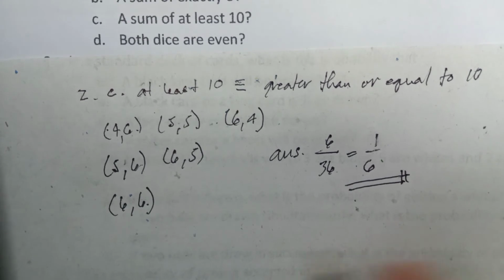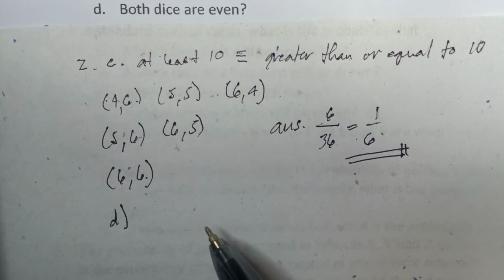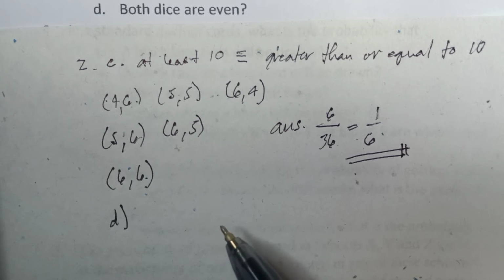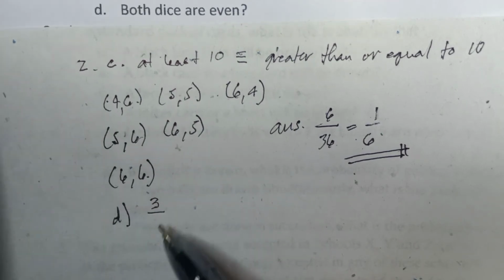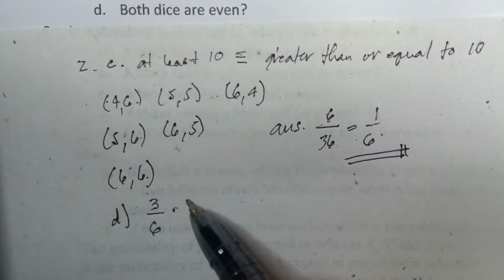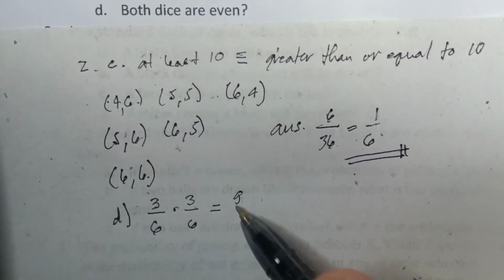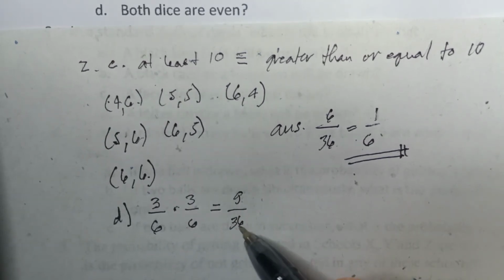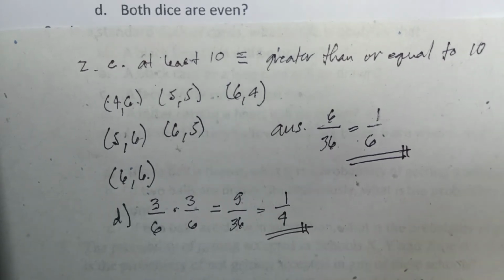Now, for letter D, class, if both dice are even, we know that in a dice we only have 3 even numbers, 2, 4 and 6, so that we have 3 out of 6 in one dice. Since there are 2 dice, we will have 3 over 6 times 3 over 6, which is equal to 9 over 36, or equal to 1/4. And that is the answer.